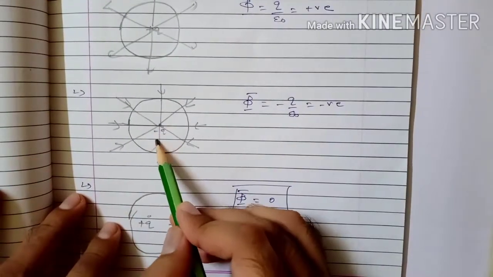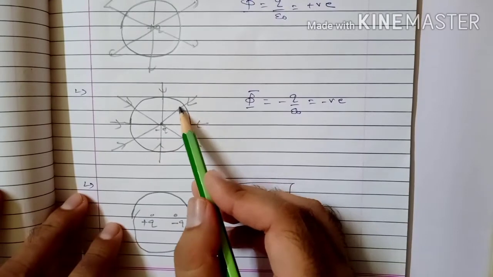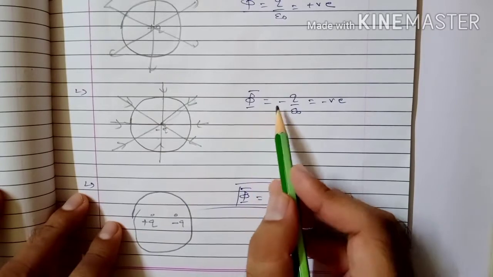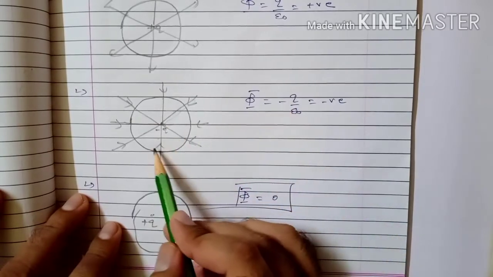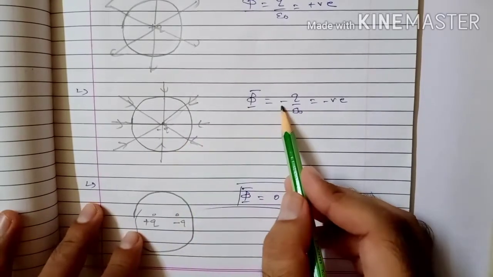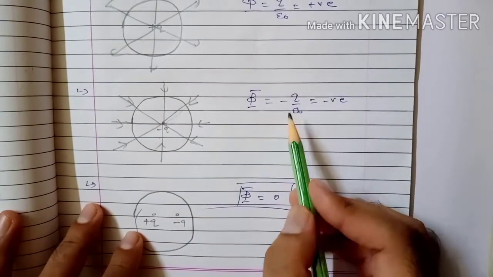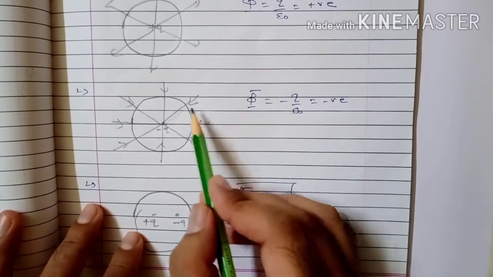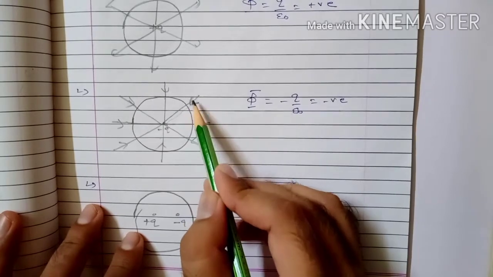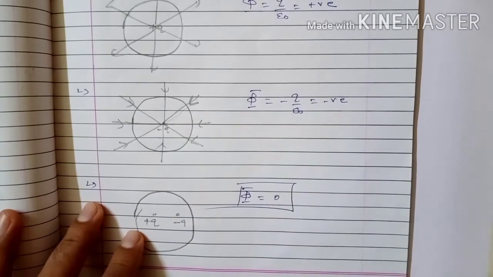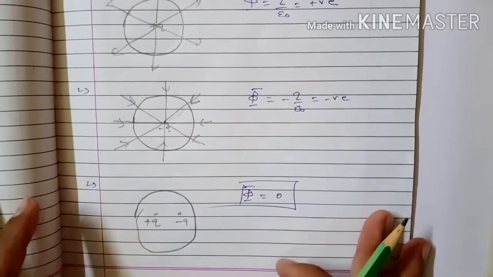If we consider a negative charge, then the electric field is towards the negative charge. Therefore flux phi is equal to the total charge enclosed by the closed surface, which you can choose as any closed surface, divided by epsilon naught, giving minus Q upon epsilon naught, which is negative. So here the electric flux is negative. Whenever electric field lines are directed toward the charge, the flux is negative; if they are going away from the charge, the flux is positive.